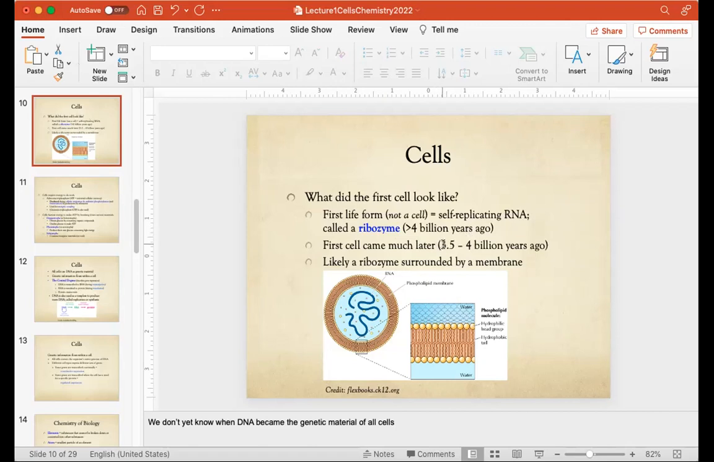Either way, we now estimate that the first cell probably appeared about 4 billion years ago. The most recent research suggests that the very first, very primitive cells probably emerged about 4 billion years ago. Remember, the planet was covered in water at that time. So the first cells would have been in the ocean.